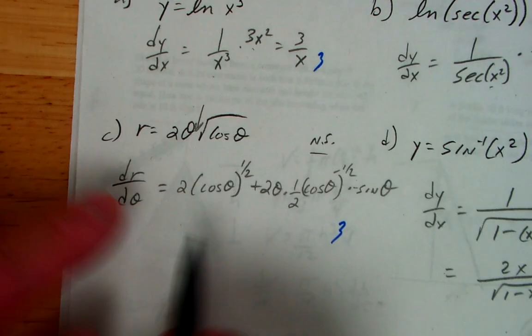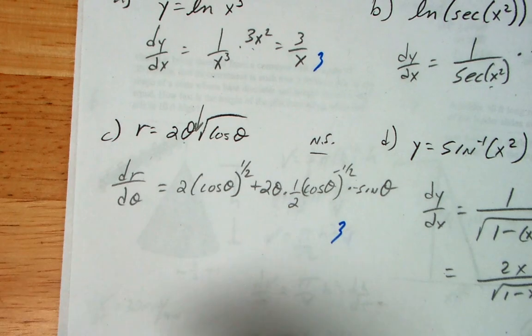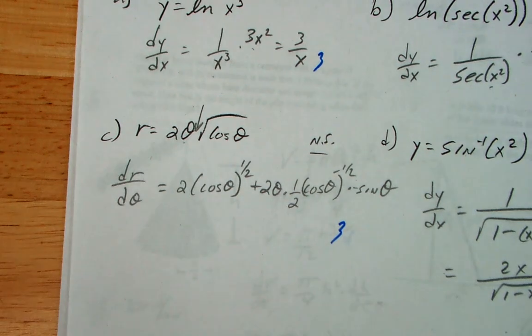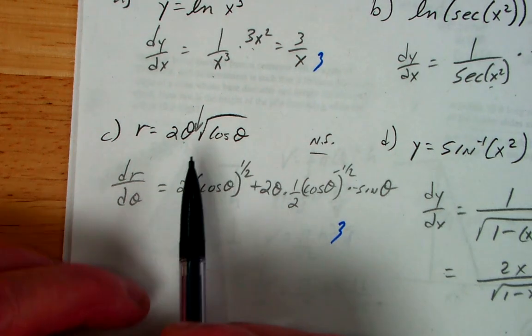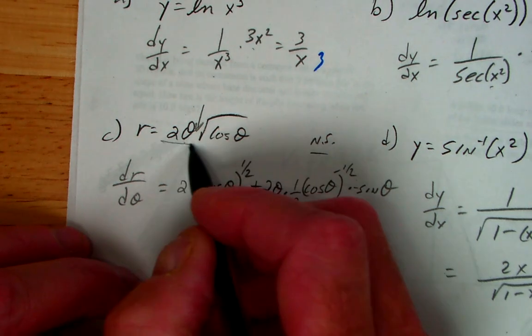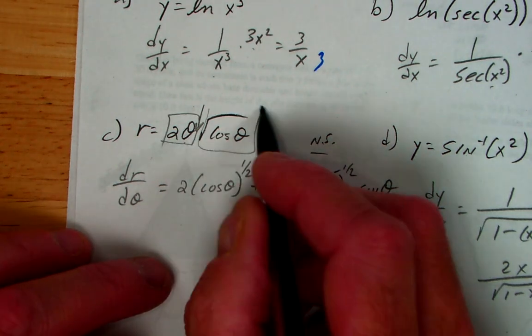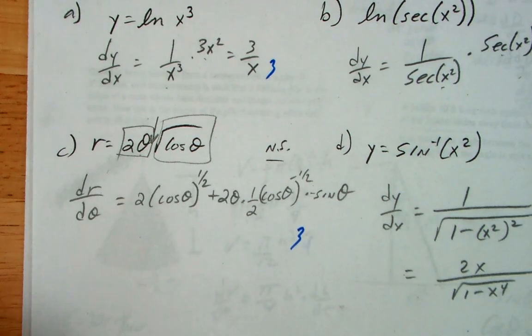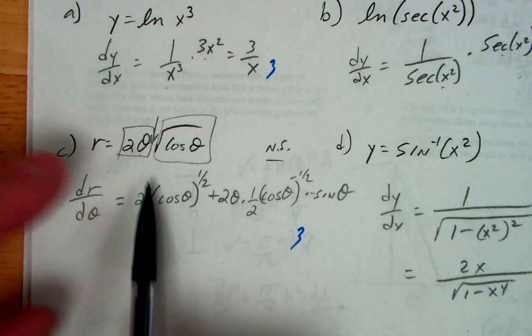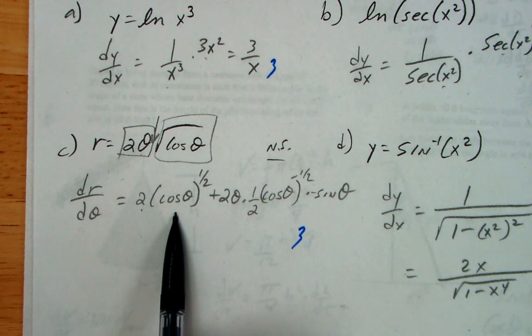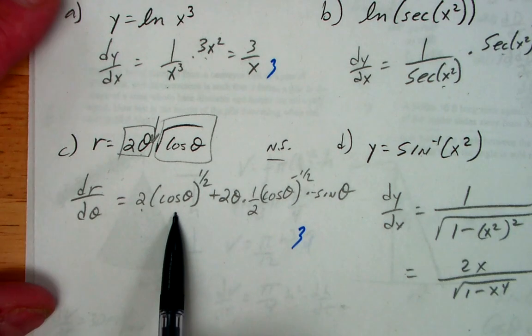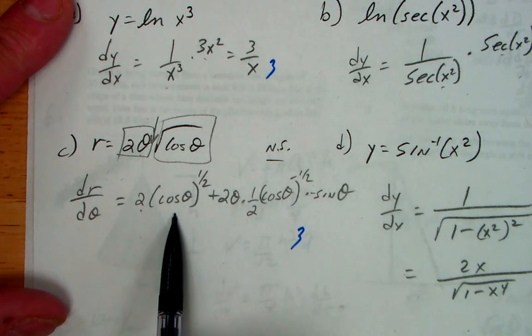Why? Because my input is theta, and I don't care whether we're doing this with respect to x or whatever, we're just doing dr d theta. There's an expression with theta and another expression with theta, so you've got to use product rule. So the derivative of the first part, 2 theta, is just 2, and the second part stays in its original form.